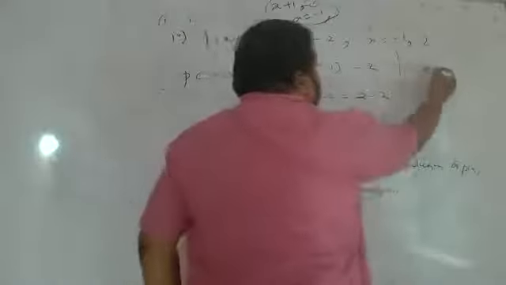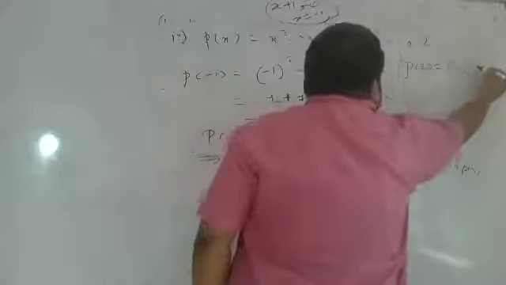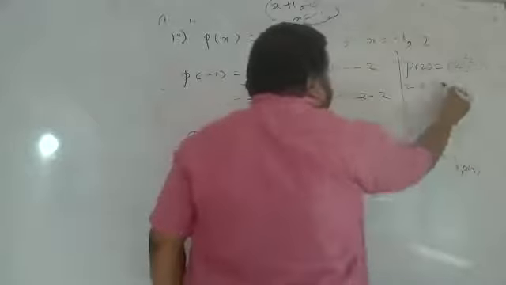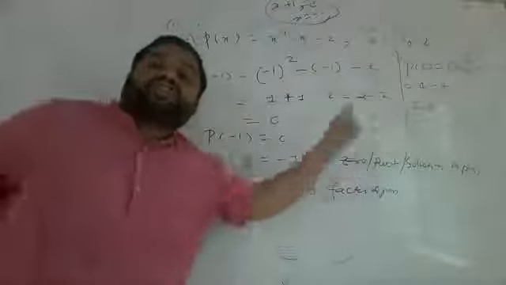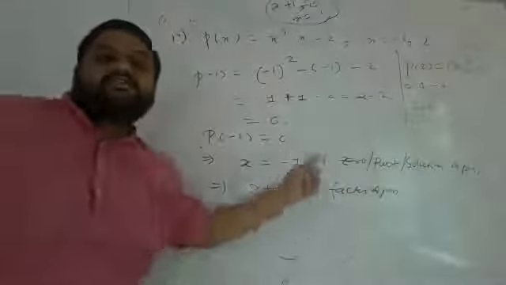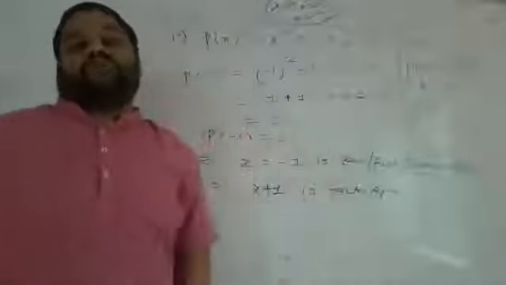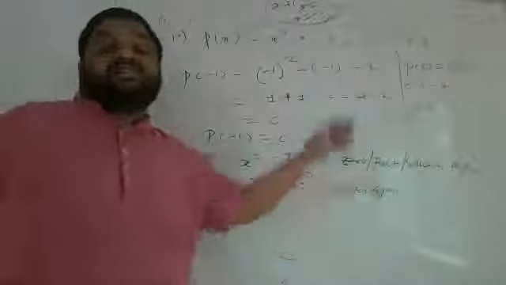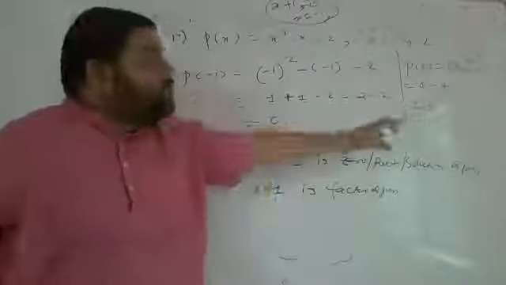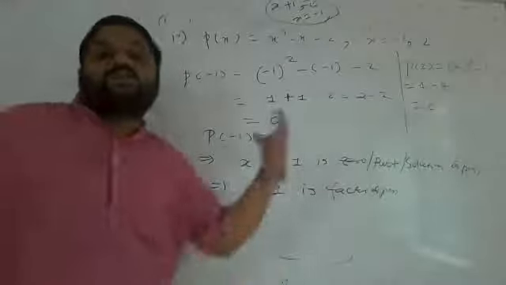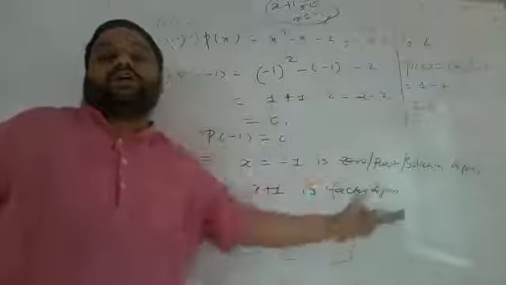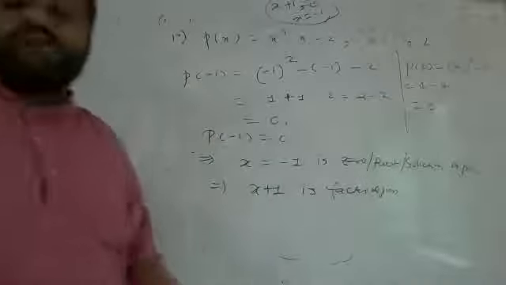Now, P of 2 is equal to 2 square minus 2 minus 2. 2 square is 4, minus 4. This is equal to 0. In the same way we can say that x is equal to 2 is a zero of P of x. Hence x minus 2 is a factor of P of x. x equal to 2 is a zero of P of x. Hence x minus 2 is a factor of P of x, like this.